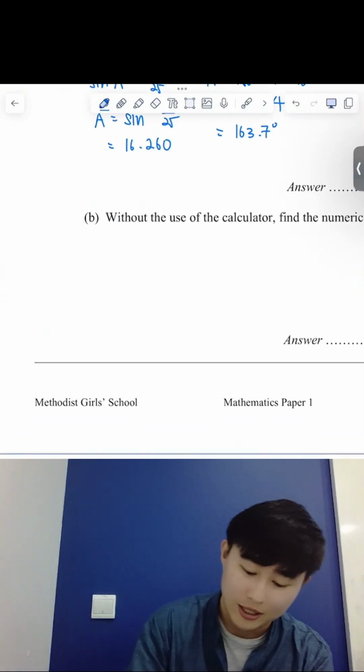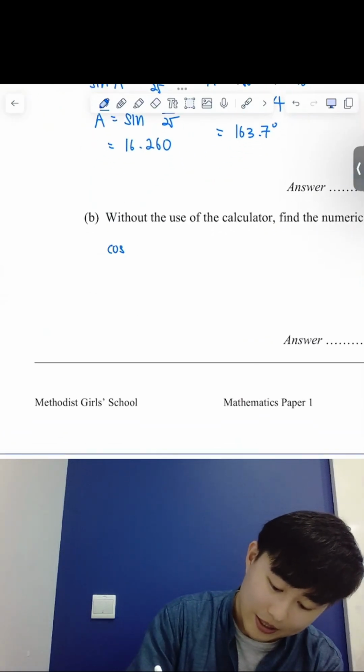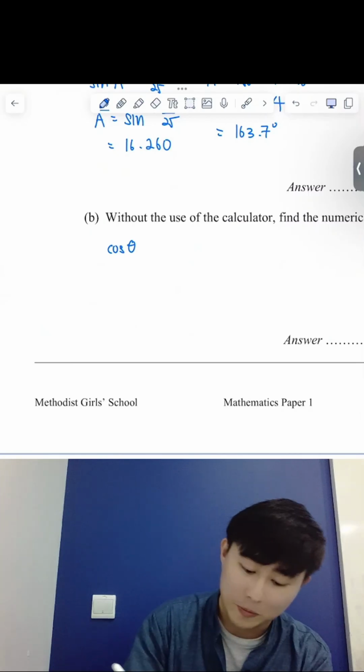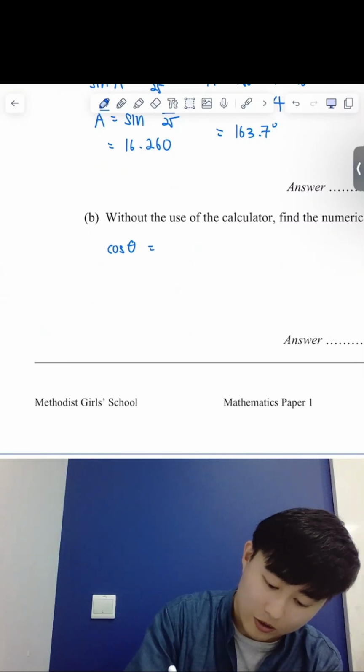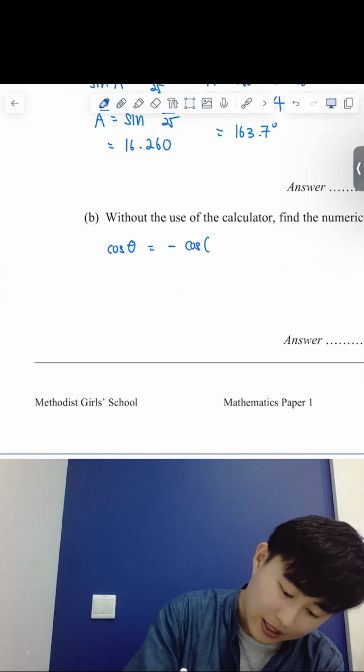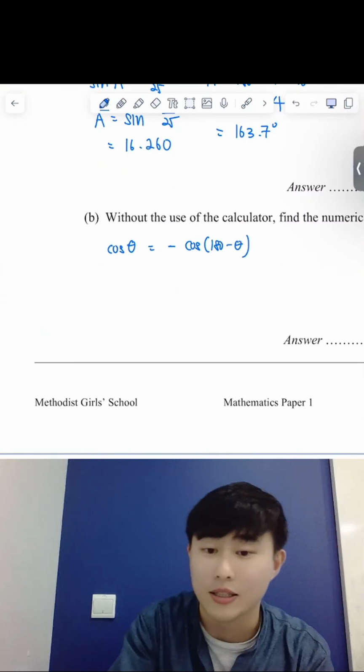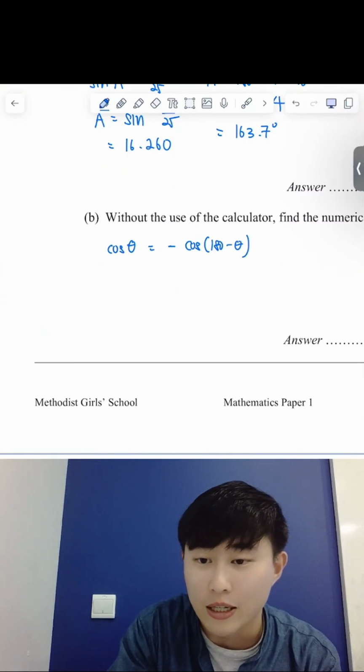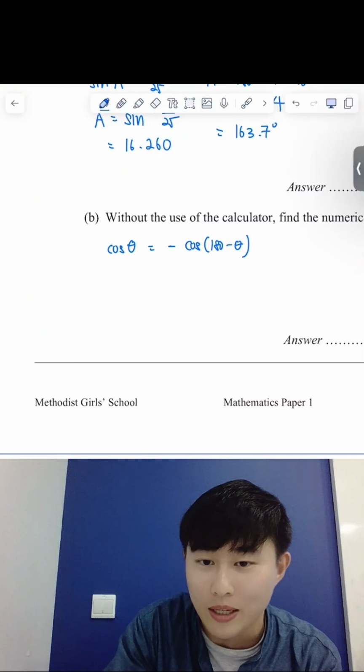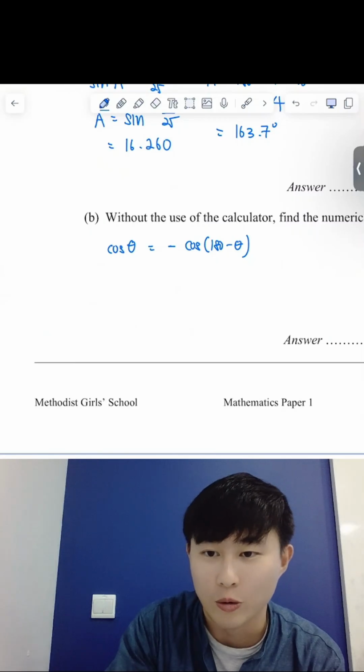If you go back to your textbook, you would have seen something like this. Cosine theta is equal to negative cosine of 180 minus theta. I'm not sure if you have seen it or you remember it. You only know this if you are Sec 3, unless you are from an IP school, then Sec 2 you will have known this, right?